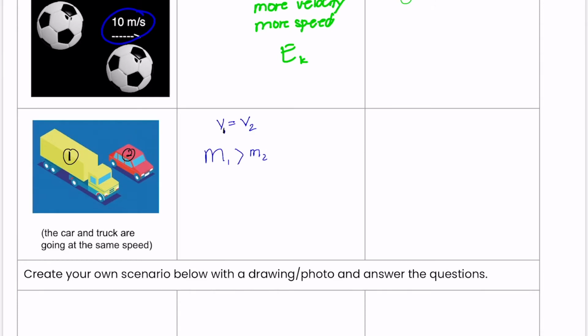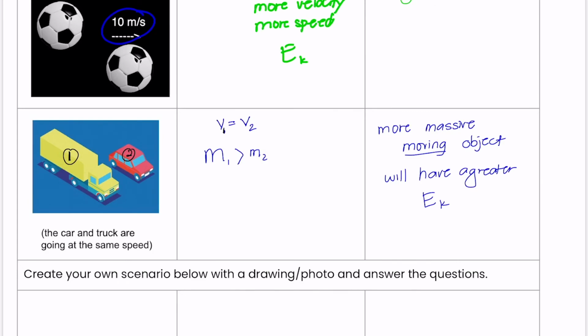So the mass of the truck is bigger, meaning that the more massive object that's moving will also have a greater kinetic energy. So, faster, or not faster, I'm sorry, a more massive moving object, so don't forget that they have to be moving, will have a greater kinetic energy.